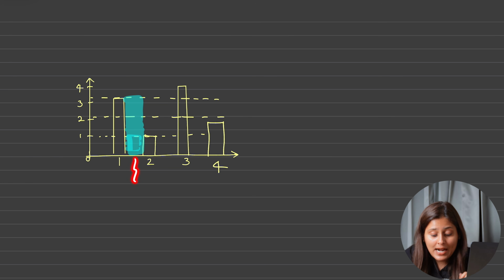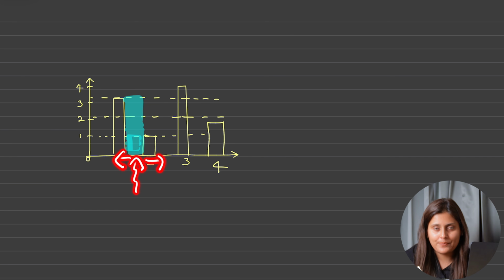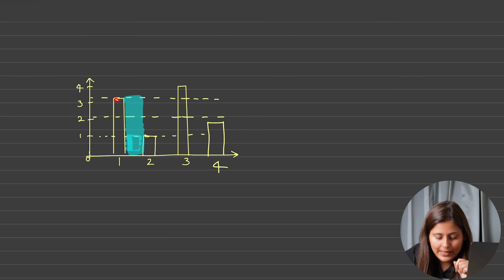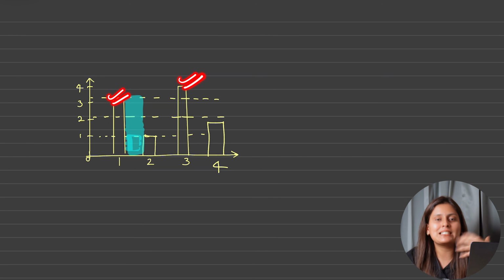Okay, so if we are standing here, our task is to calculate the leftmost highest and the rightmost highest. So what do you think? What is the leftmost highest? This one. And rightmost highest? This one. But why are we calculating this, and how will this leftmost and rightmost maximum height help us to calculate the water?